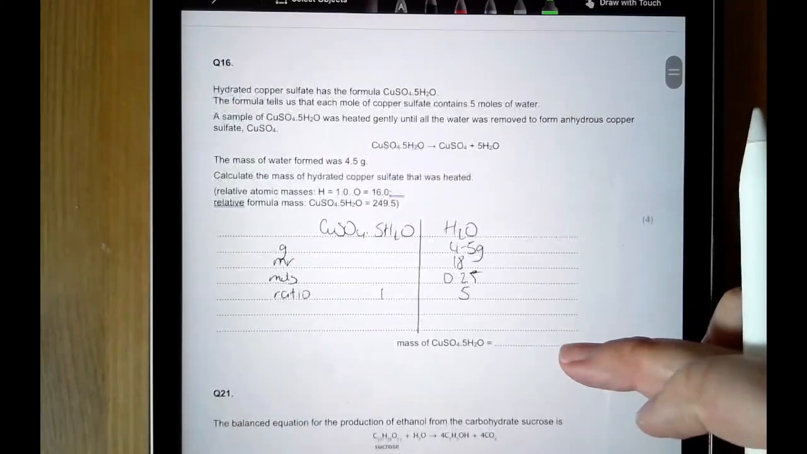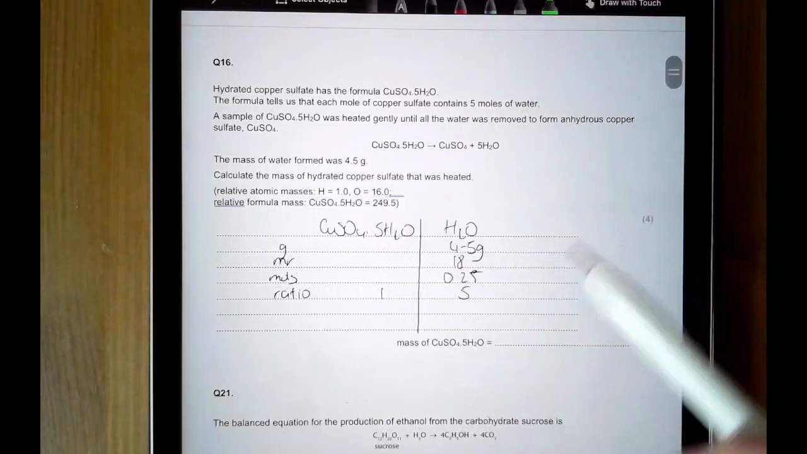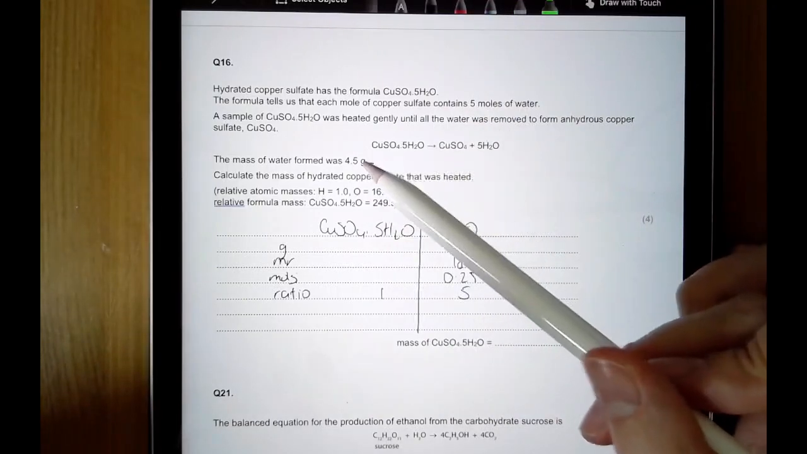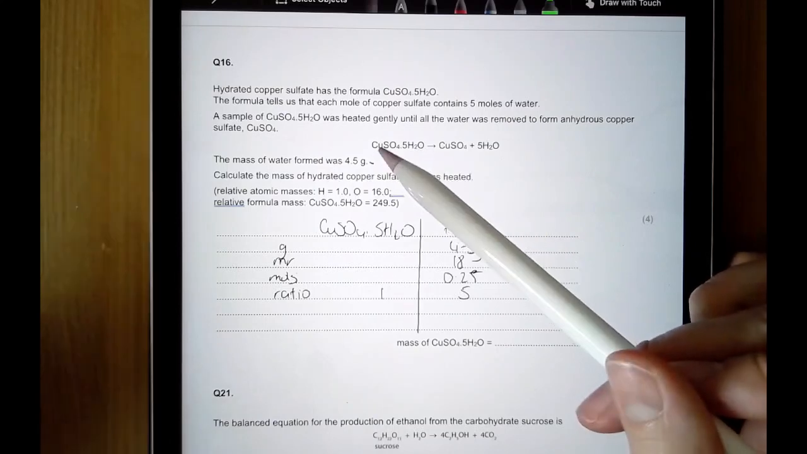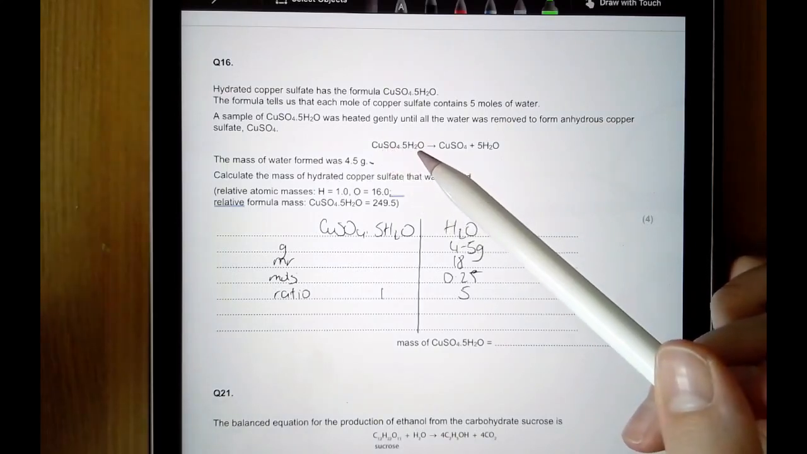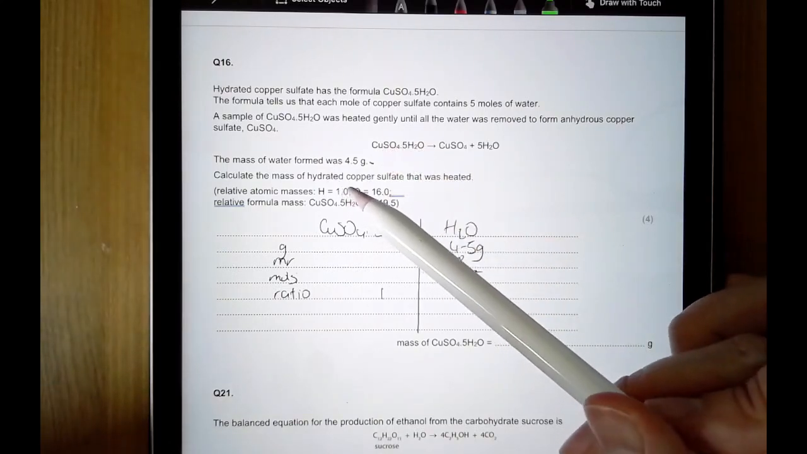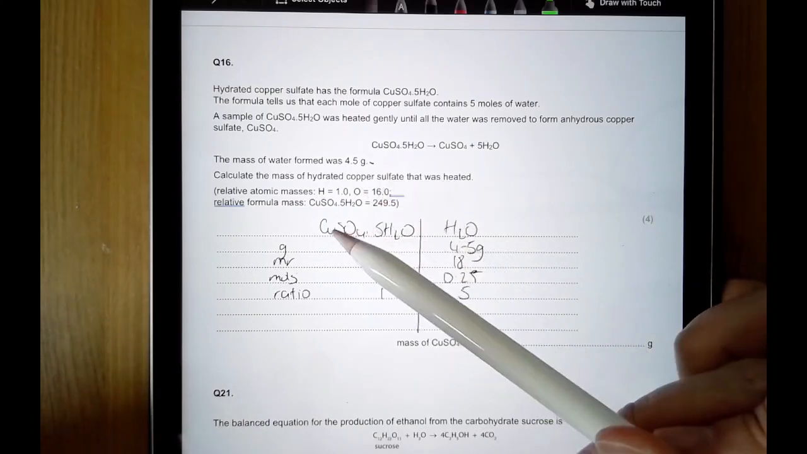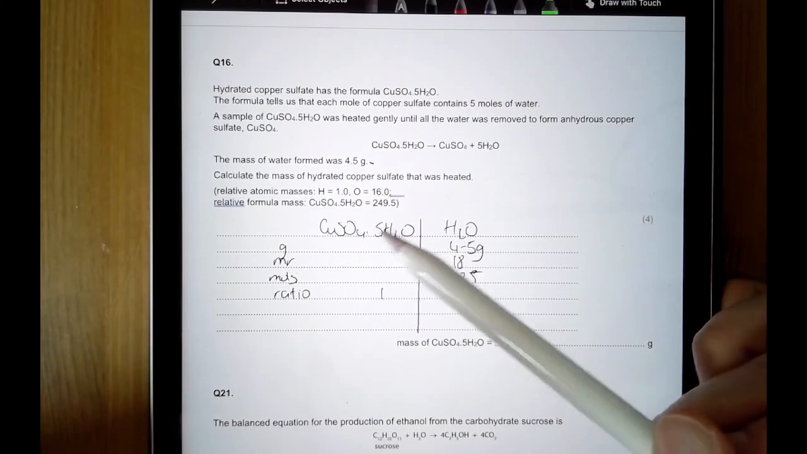Next question, something similar. I've already started it. Okay, I know there's kind of lots of information in this one, but it's the same process. Okay, you're given hydrated copper sulfate. That just means copper sulfate with water, and you're asked to calculate the mass of hydrated copper sulfate that was heated. I'm going to fill the formula for hydrated copper sulfate straight into my table.